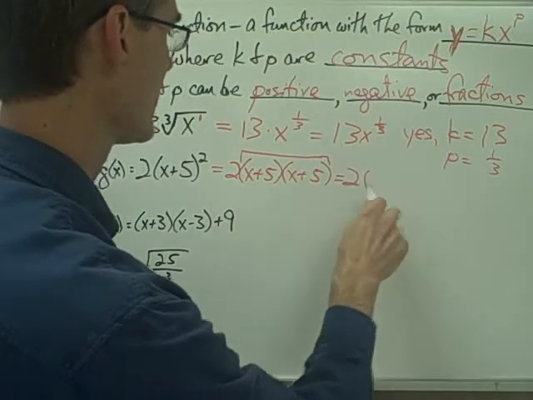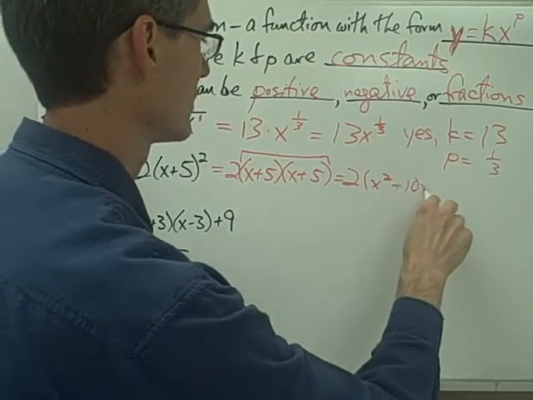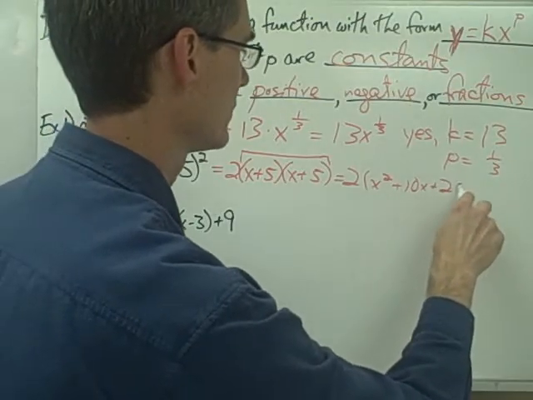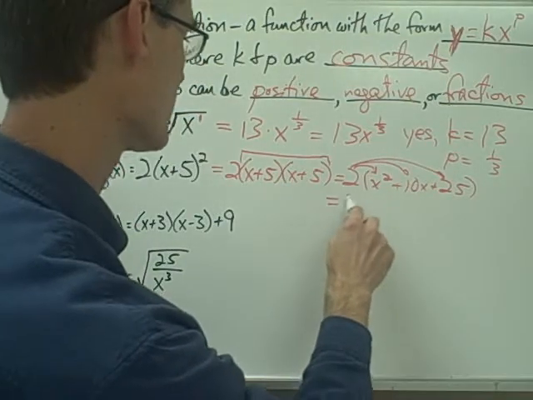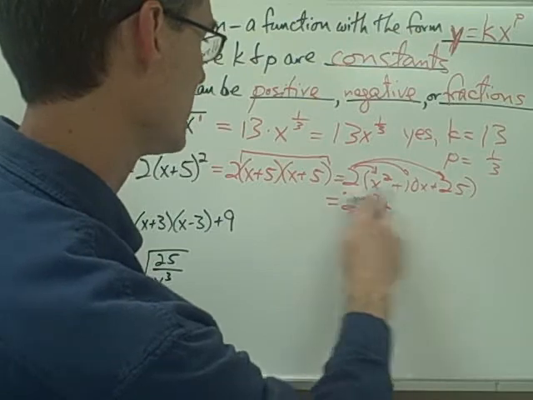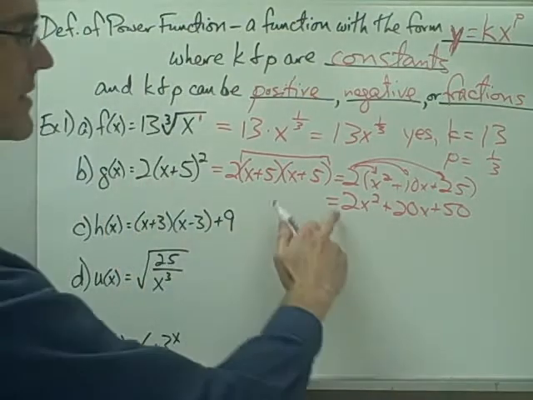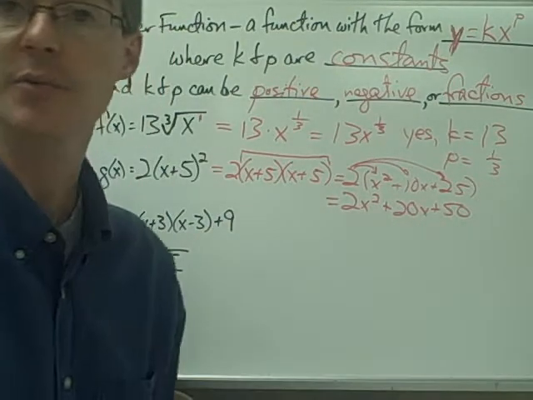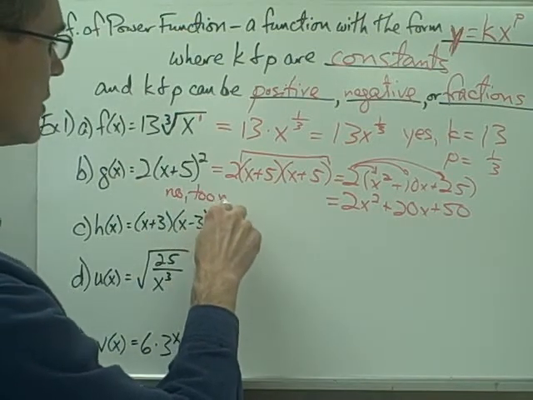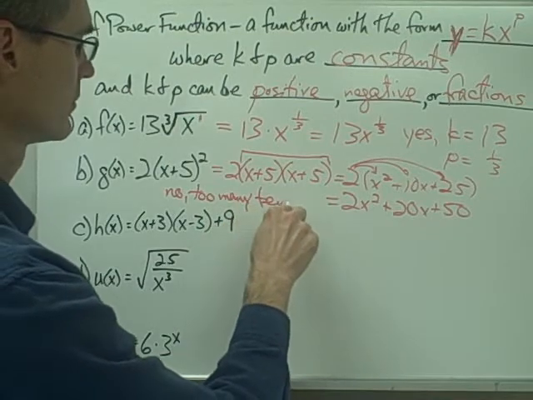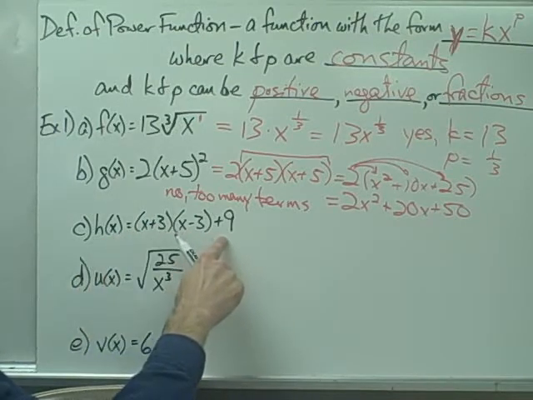So that's going to give me x squared, 5x, and 5x is 10x. 5 times 5 is 25. Now I need to use my distributive property and multiply 2 through here. So that's going to give me 2x squared plus 20x plus 50. And now I can see that, yes, I have a function here that has 3 terms. It's a trinomial, so no, this is not a power function. I'm going to just say no, it has too many terms. It's not a monomial.